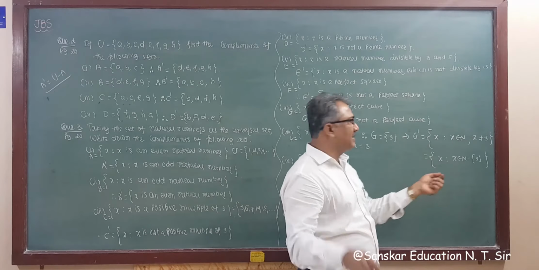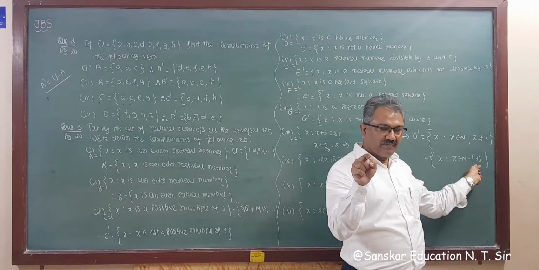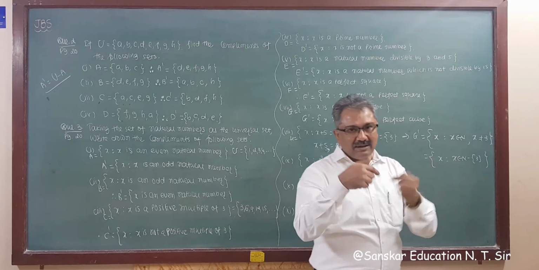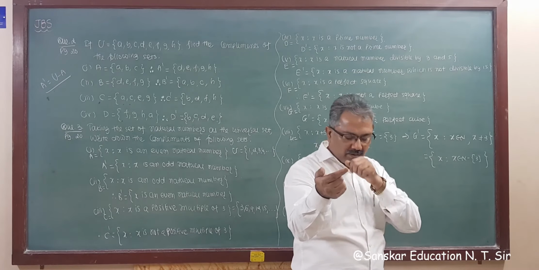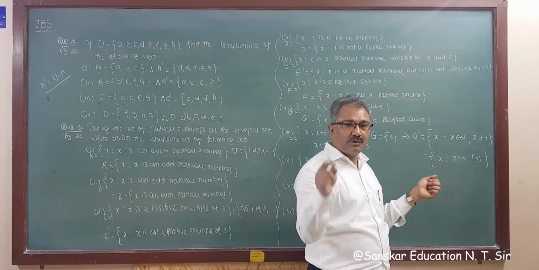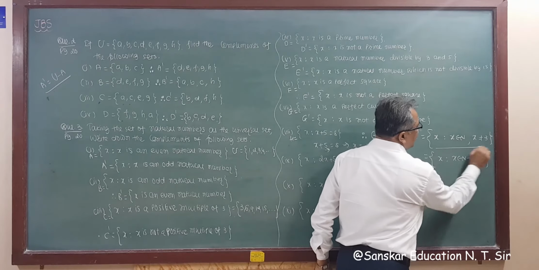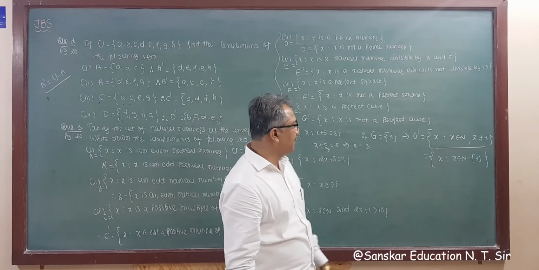But if you want to write like this, then you have to write this 3 in set notation, because we are excluding 3. We are not including 3. So we have to write like this. So I think this is the proper answer for you.